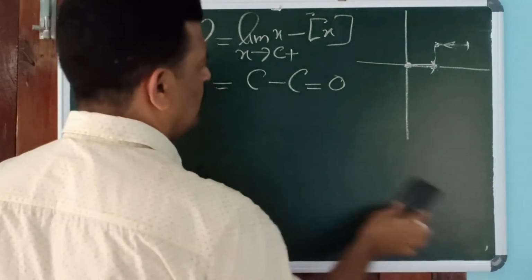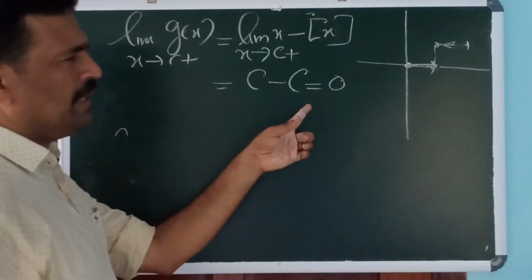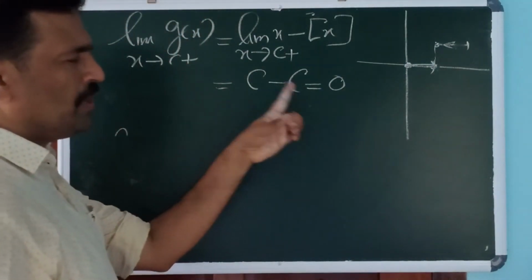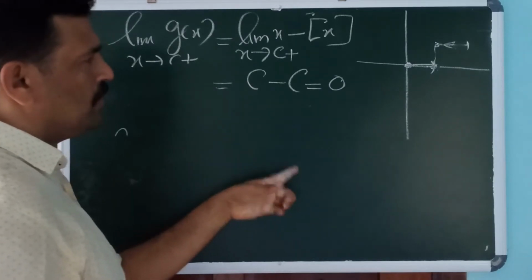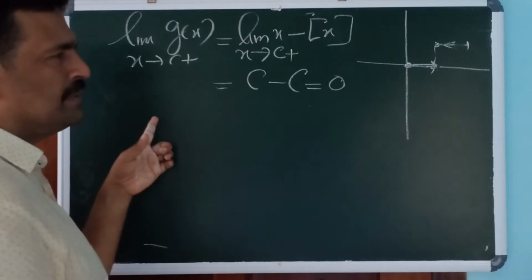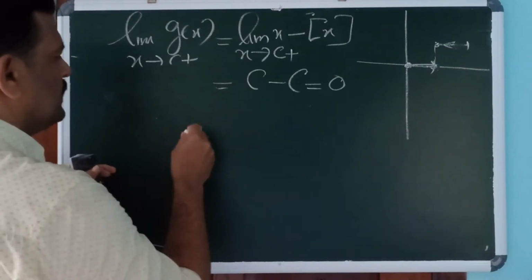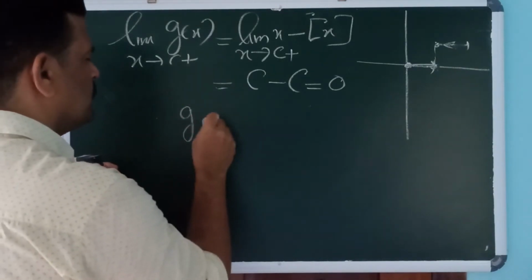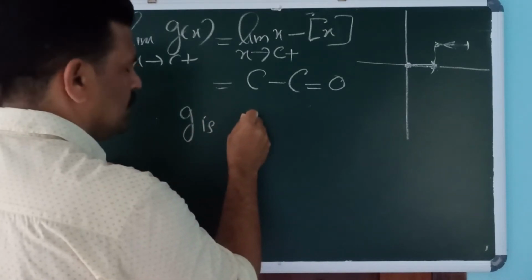Therefore, we can write the value of the function at C is not equal to the left limit, not equal to the right limit. Therefore, g is discontinuous at C. That is, g is discontinuous in the set of all integers.